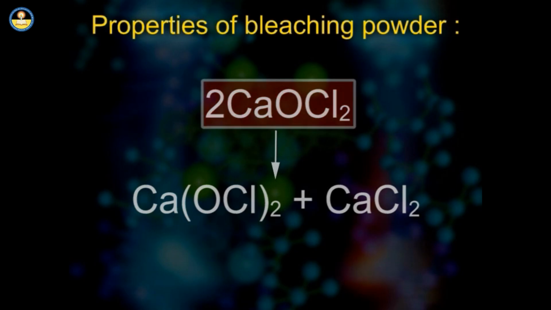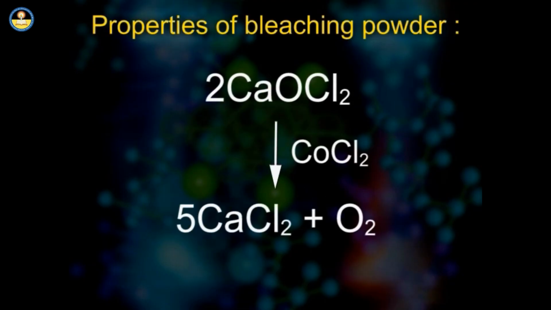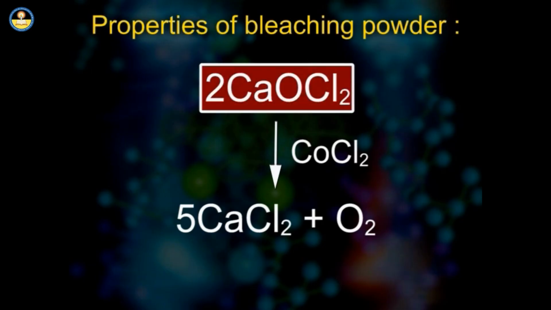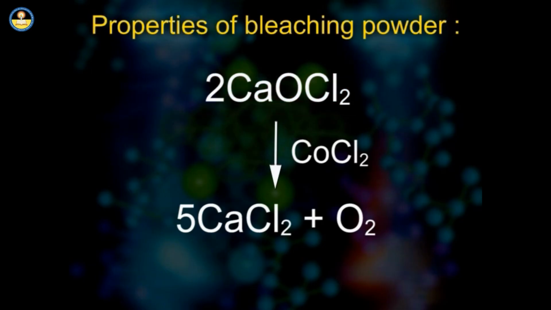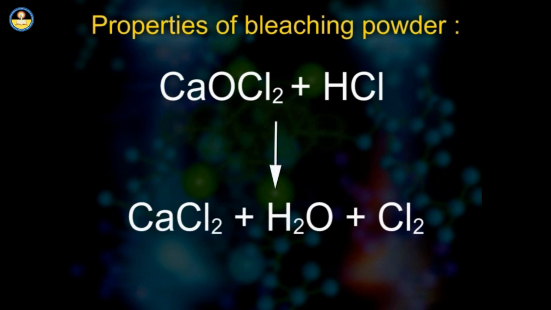2CaOCl2. In the presence of cobalt chloride, it loses oxygen. 2CaOCl2 in the presence of cobalt chloride gives 2CaCl2 and oxygen. It loses its chlorine by the action of dilute acids in excess. CaOCl2 reacts with HCl to give calcium chloride, H2O and chlorine.